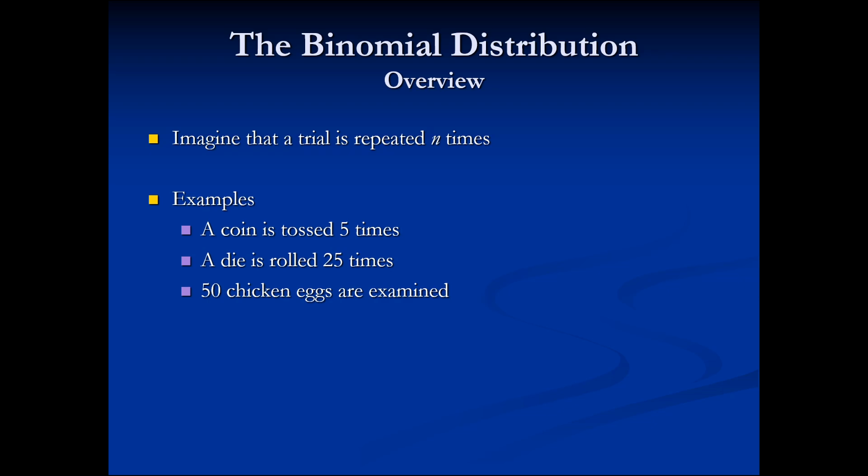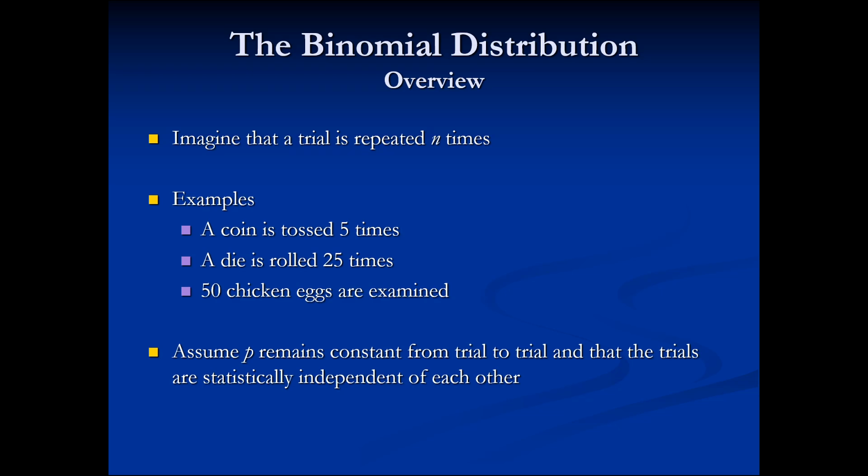Example: a coin is tossed 5 times. The outcome could be 5 heads, or 5 tails, or head, tail, and so on, repeated for 5 times. Next, a die is rolled 25 times, and 50 chicken eggs are examined.